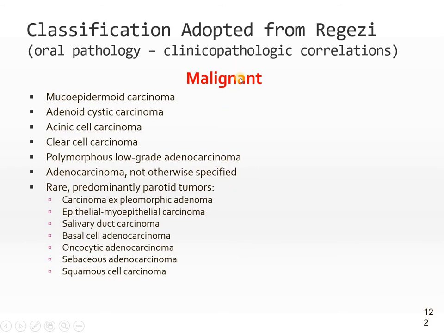Other than these, there are malignant salivary gland tumors which are predominantly associated with parotid tumors, like carcinoma ex pleomorphic adenoma, epithelial myoepithelial carcinoma, salivary duct carcinoma, basal cell adenocarcinoma, oncocytic adenocarcinoma, sebaceous adenocarcinoma, and squamous cell carcinoma. In this lecture, we will concentrate on the three most important salivary gland tumors: the mucoepidermoid, adenoid cystic, and acinic cell carcinoma.